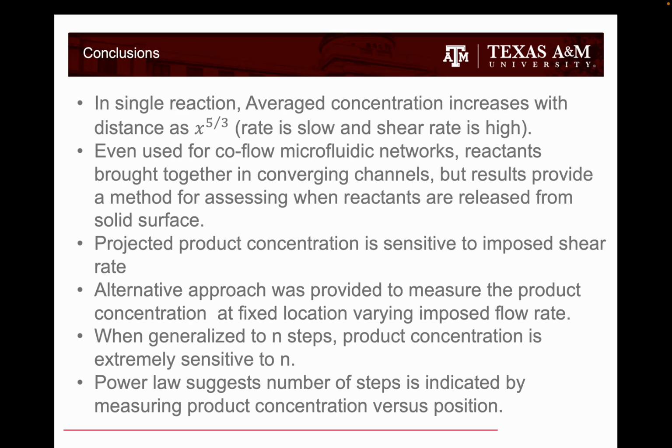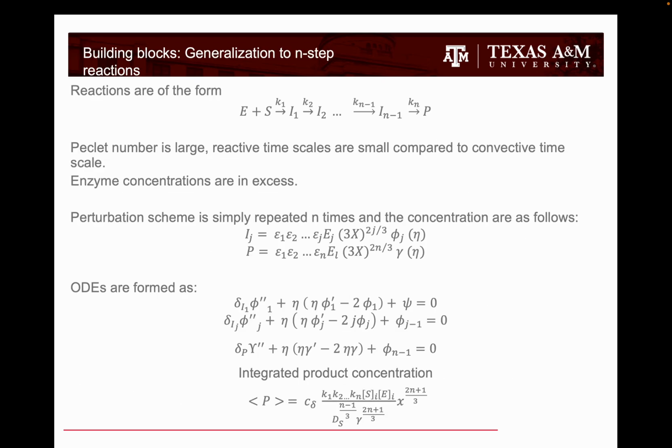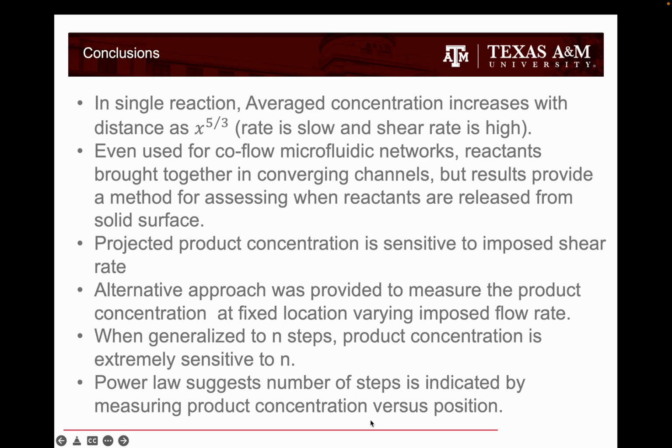We have also seen that the product concentration in the previous slide is quite dependent upon the shear rate to the power of 2n plus 3 by 3. As you have seen here, it depends upon gamma as 2n plus 1 by 3. So it is highly sensitive to the imposed shear rate. Also, when it is inconvenient to probe multiple positions along a microchannel, an alternative approach would be to measure the product concentration at a fixed location while varying the imposed flow rate.